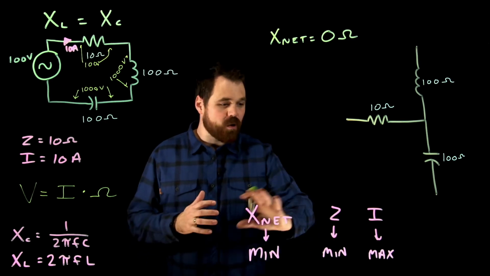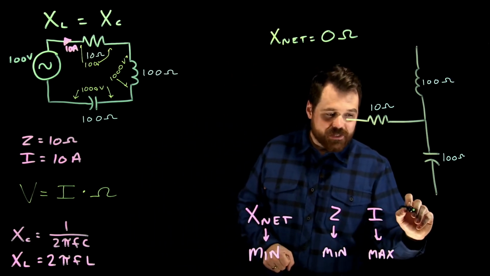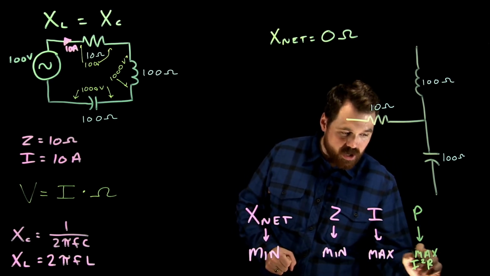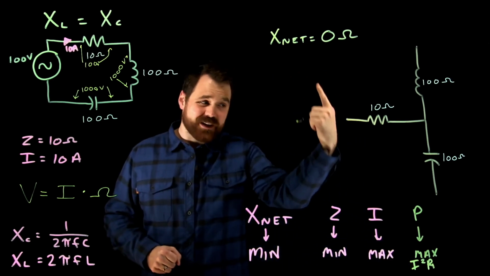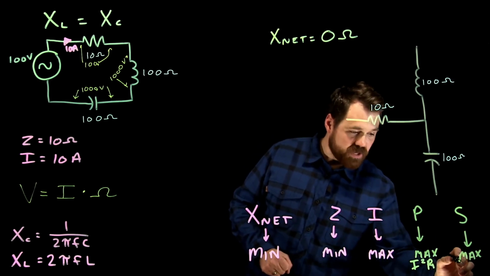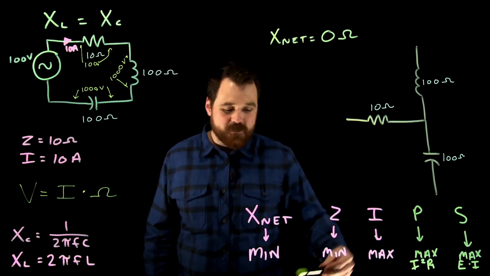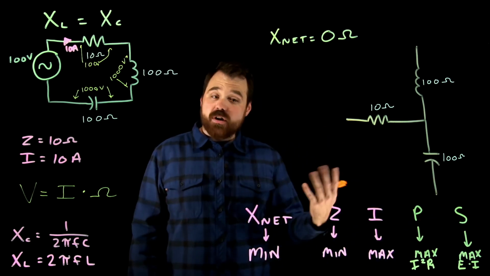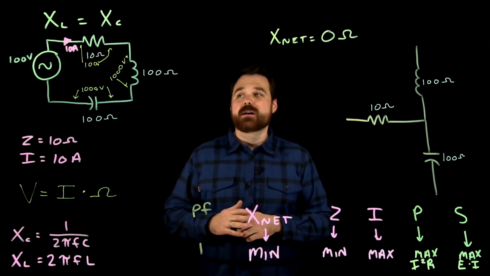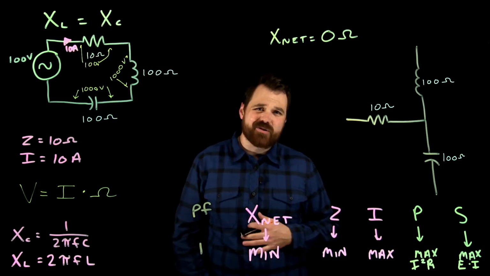Now, let's finish talking about what happens in the circuit. So our X net is a minimum, our Z is a minimum, our I is a maximum. That's gonna make our power at a maximum as well, because power is I squared times R. We don't change the R, but our I is really high. It also is gonna make our S at a maximum because we go E times I. We haven't changed that voltage, but because our current is at a maximum, our S is gonna be at a maximum. Yes, you could argue here our power factor would be 1, and that's okay. But again, we gotta remember in this situation, when our XL equals our XC in a series circuit, it can create those unsafe conditions.